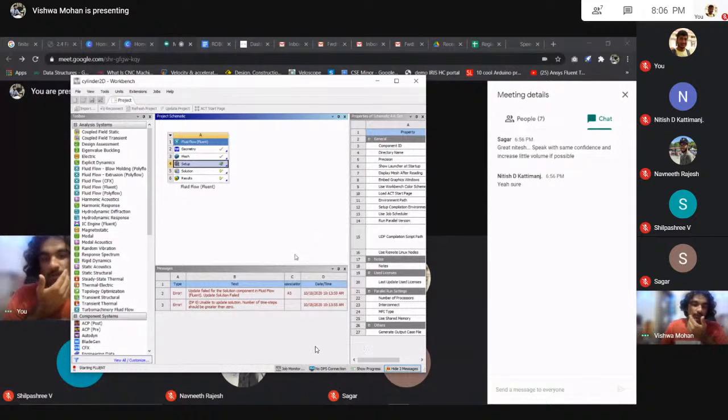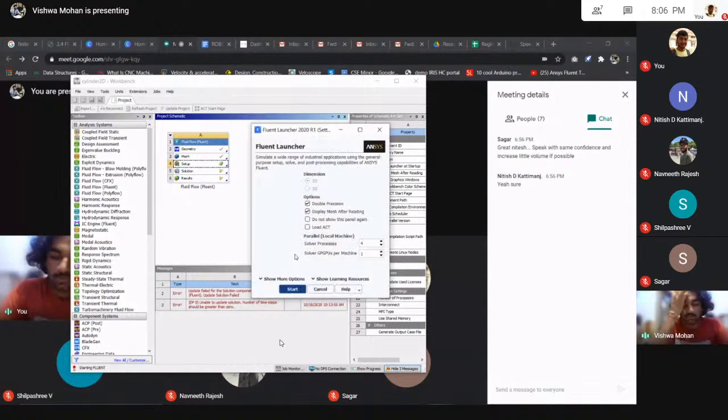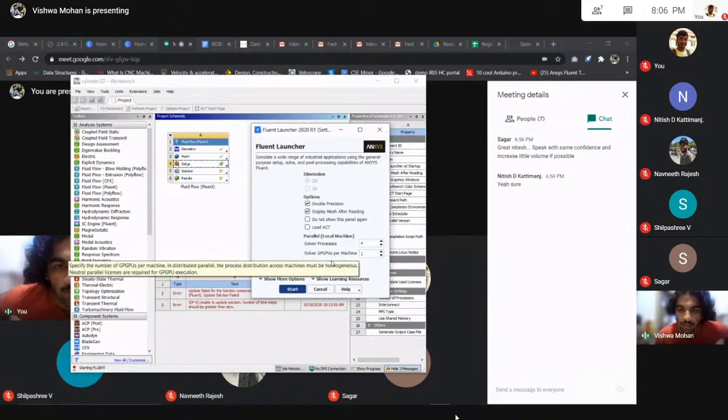Okay. So basically, I did it beforehand. So now it's asking me, should I? So okay, it's opening. So we're looking for double precision. We want the mesh to be displayed, and I'm using solver processors 4, and number of GPUs per machine is 1, and then I start.